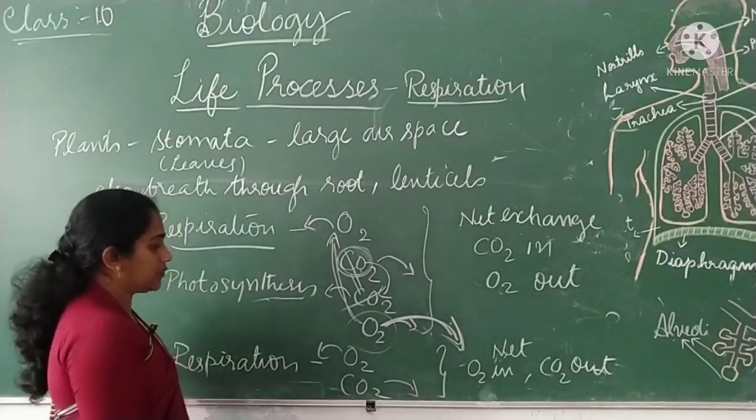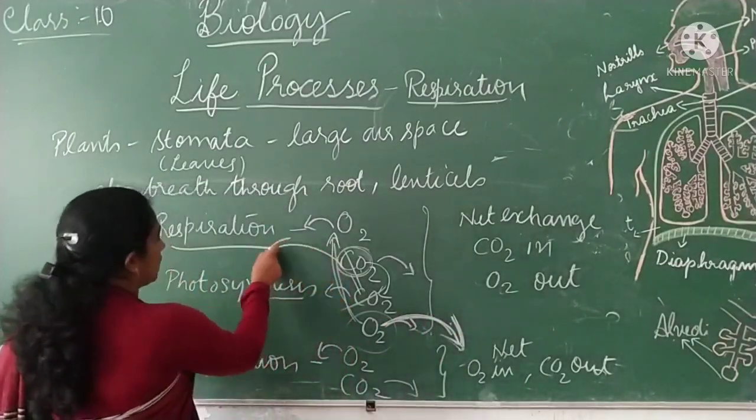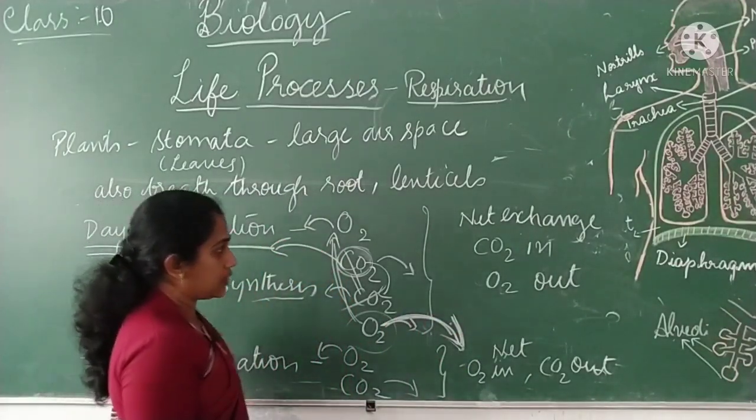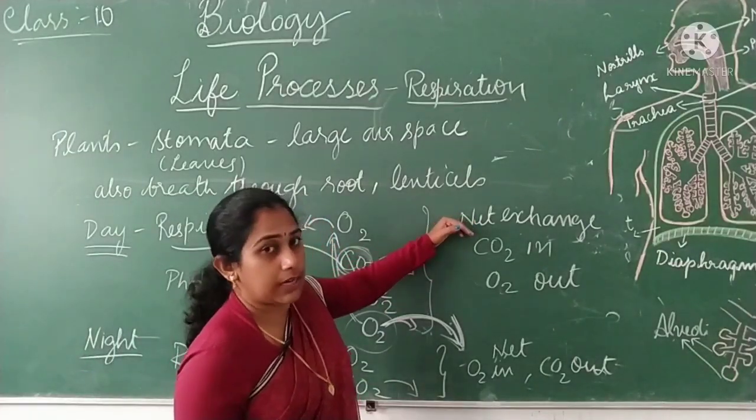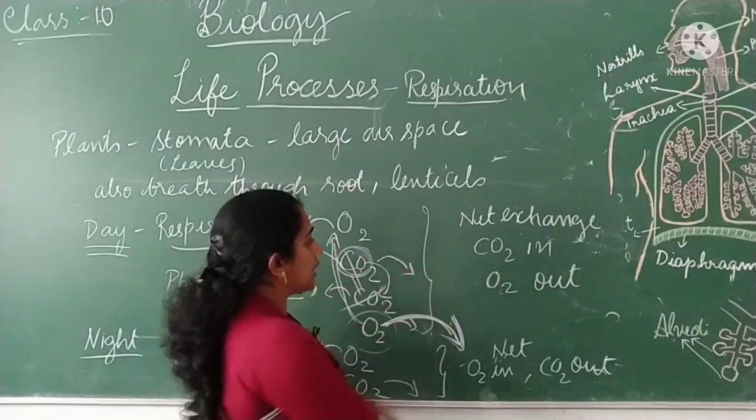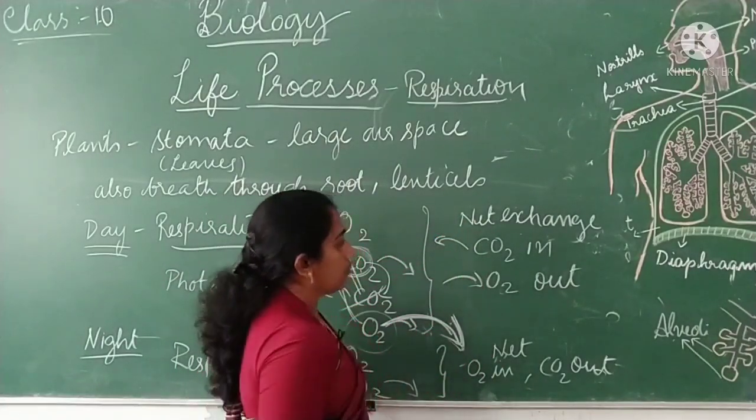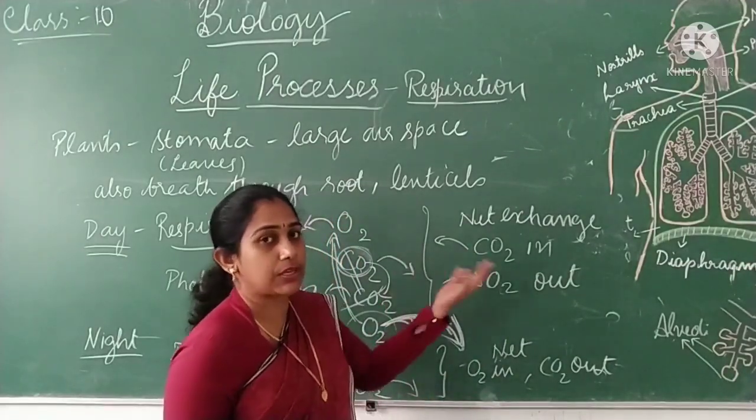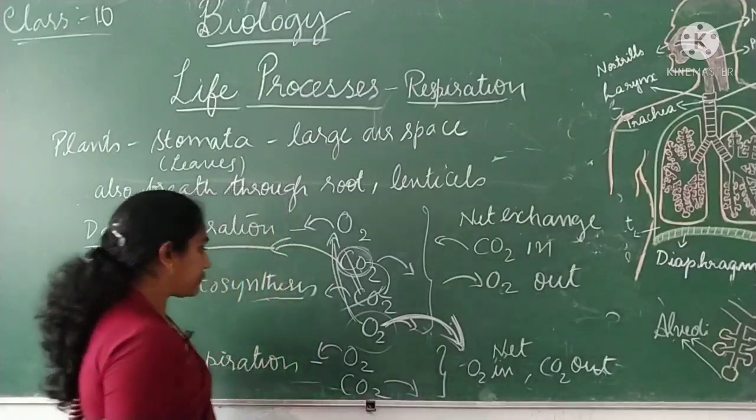The net exchange of gas we consider: what is being given out is oxygen, and what has been taken in is carbon dioxide. So we can write that the net exchange of gases during daytime in plants is carbon dioxide is taken in and oxygen is given out. Carbon dioxide will be diffusing into the plants and oxygen will be diffusing out of the plants.